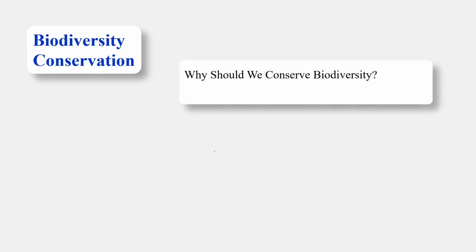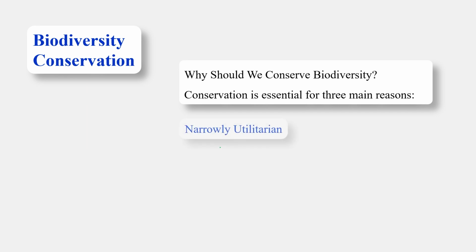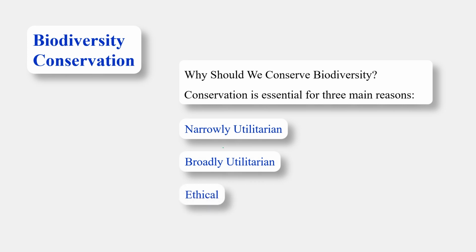Okay, now biodiversity conservation. As we have learned till now, these are certain reasons because of human activities. Continuously, biodiversity loss occurs on our globe, mainly in tropical areas also. But we have to conserve our biodiversity. Why do we have to conserve? Because of these reasons. First one is narrowly utilitarian purpose. Second, broadly utilitarian purpose. Then ethical.